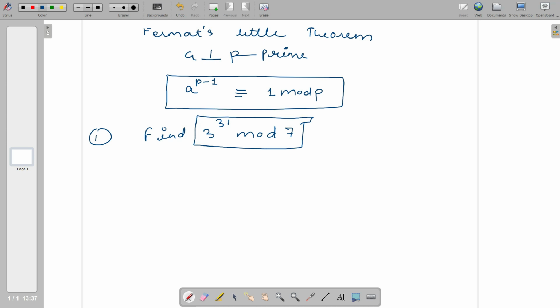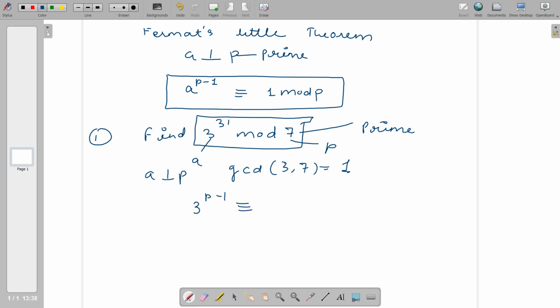So first we will check, can we apply Fermat's little theorem? Let's say this 7 is p, and this is a. Is p a prime number? Yes, 7 is a prime number. And is a co-prime to p? Yes, because GCD of 3 and 7 is equal to 1. So it means we can apply Fermat's little theorem, and it becomes a to the power p minus 1 is congruent to 1 mod p.